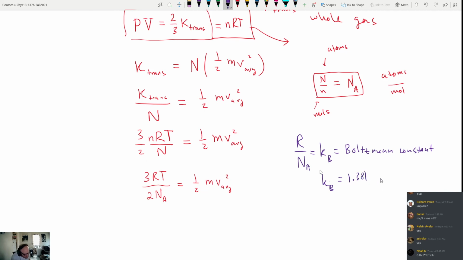1.381 times 10 to the negative 23. Negative 23 because Avogadro's number has a positive 23 in it. Joules per mole Kelvin. Is that it? No, it's joules per molecule Kelvin. It's usually just written as joules per Kelvin, actually. But anyway, we call this the Boltzmann constant. And by putting that into this equation, we get to the final form that we want. This was the goal of this whole thing.